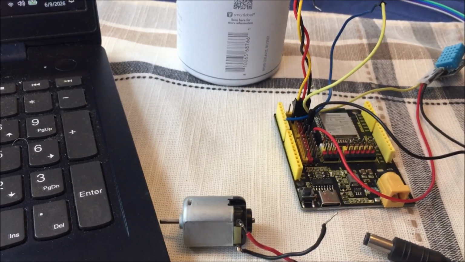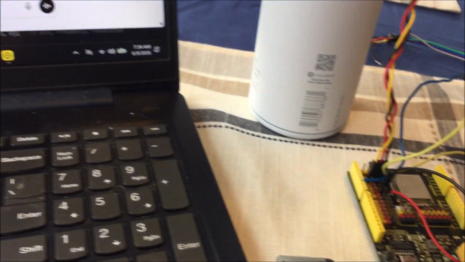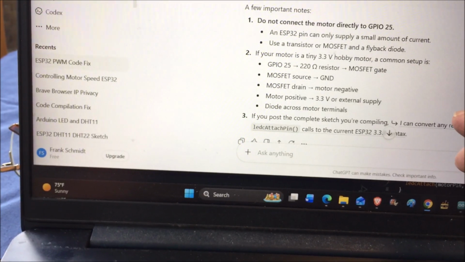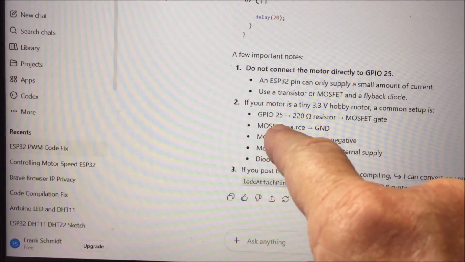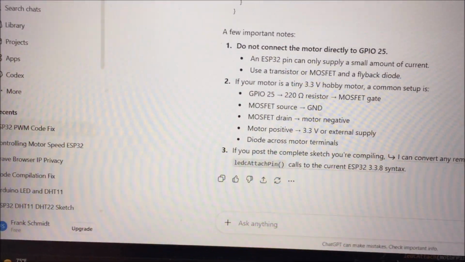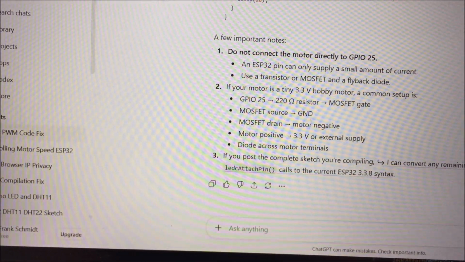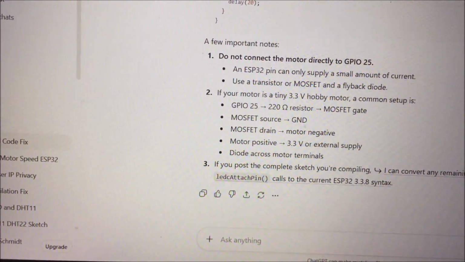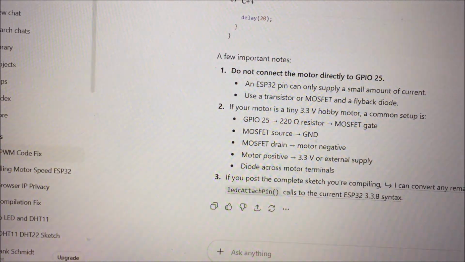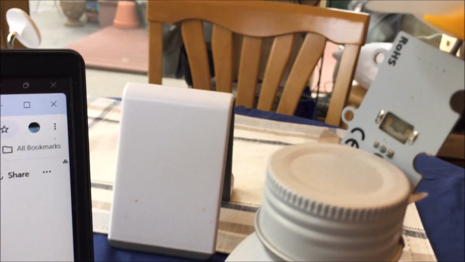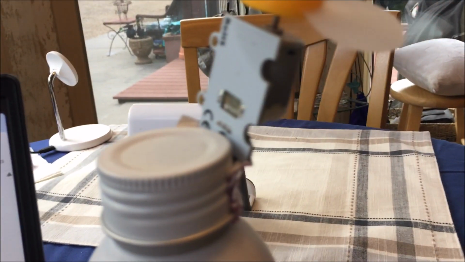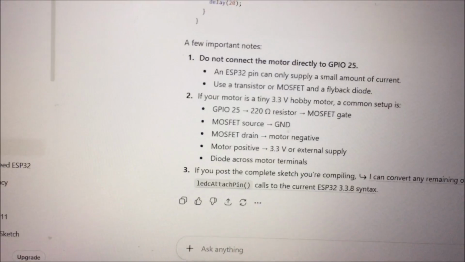It looks like it's possible because we're using pin 25 for this motor, and there was a reason why right here. If your motor's a tiny 3.3, use pin 25 because of this MOSFET gate and a 220 ohm resistor, which I think is built in to this. I believe that's what this mount is all about. So there will be more.